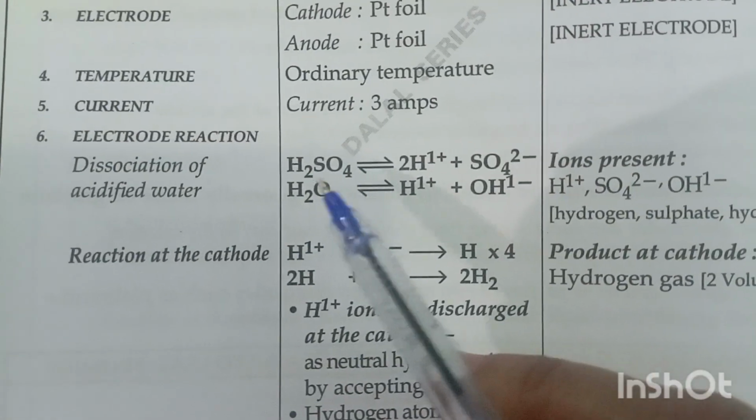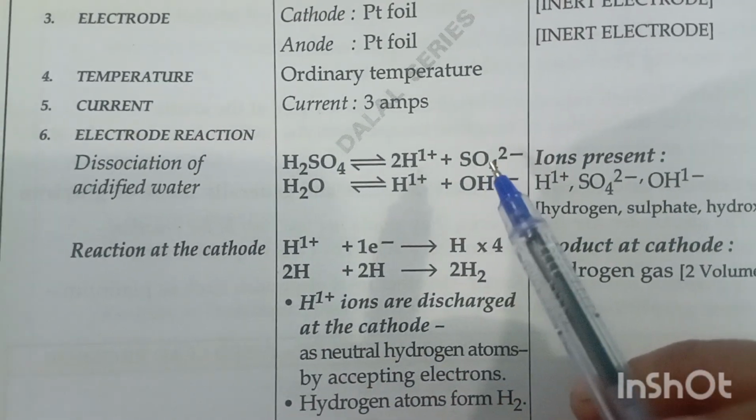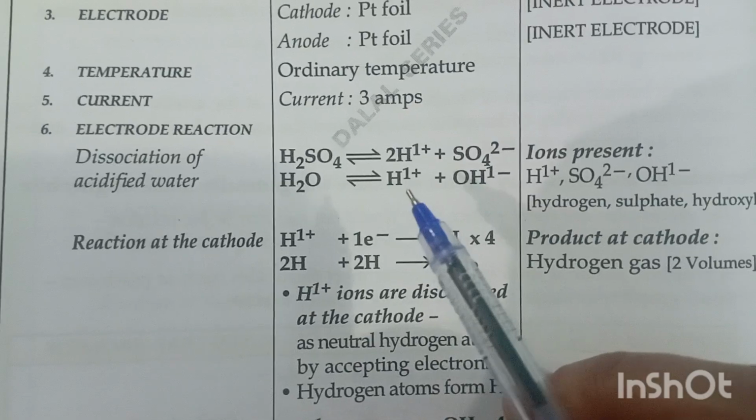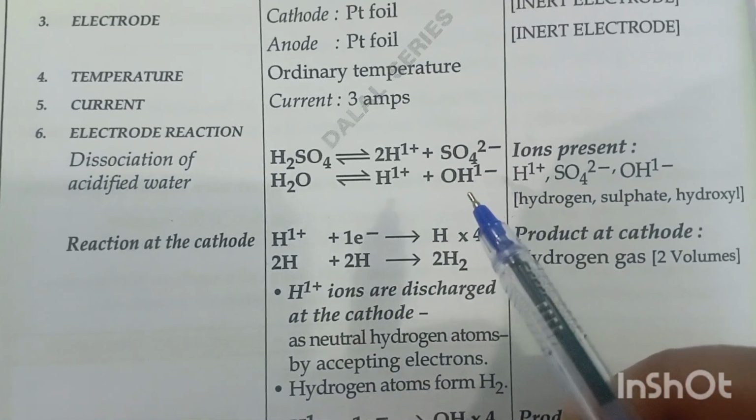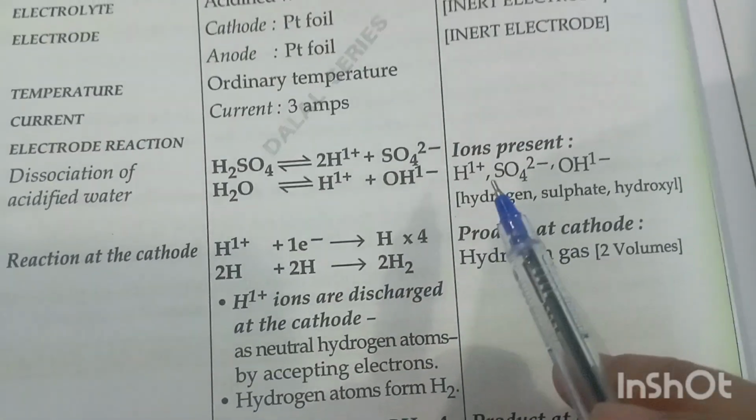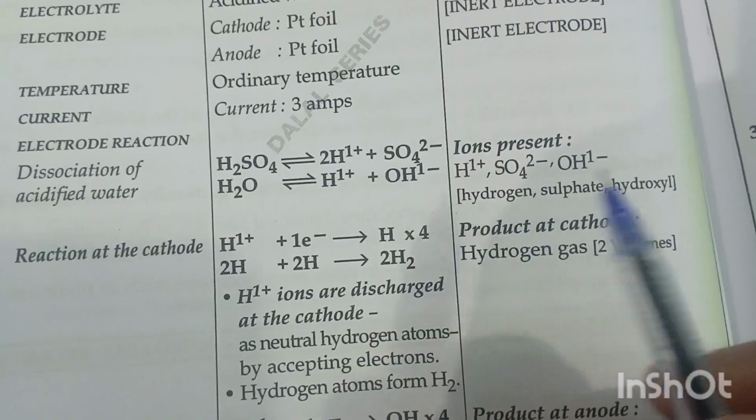So dilute H2SO4 will dissociate into 2 H plus ions and 1 sulfate ion, and water will ionize into 1 H plus ion and 1 OH minus or hydroxyl ion. So the ions present will be hydrogen ion, sulfate ion and hydroxyl ion.